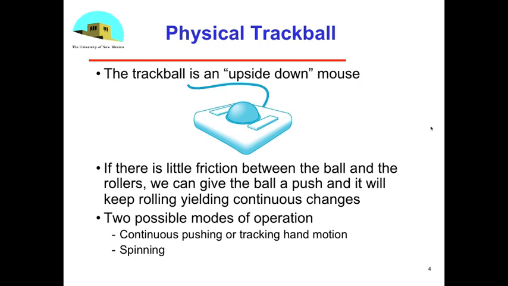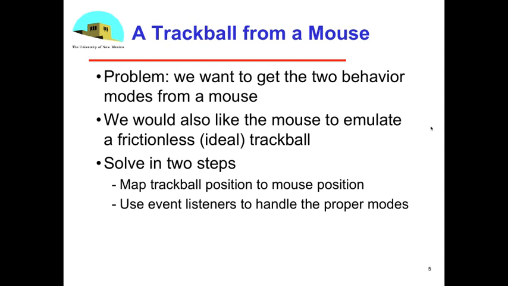Well, without having a real trackball, and even having an idealized trackball that has no friction, here's how we can get these two modes from a mouse. What we're going to do is move the mouse, but convert the position of the mouse to a trackball position, a position on that ball, or actually half the ball you want. Then we'll look at the event listeners that we need to make this whole thing work. I'm actually not going to derive the event listeners, that's for you to do, but I'll tell you what the event listeners you need are and what they do.